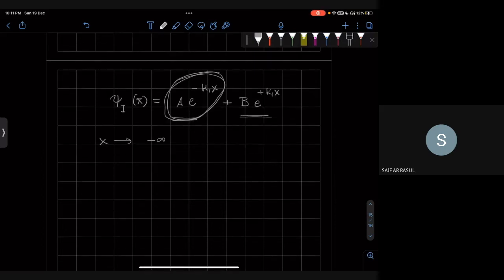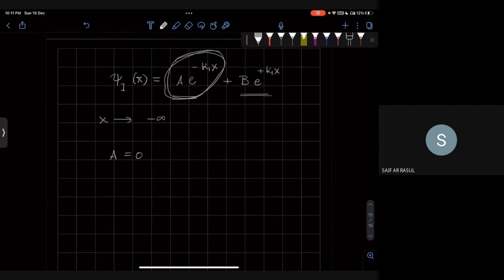So this means that on physical grounds, I have to set a equals to 0, okay? And therefore, we see that in region 1, for V naught finite, we get an exponentially damped solution, right? This x here is negative.